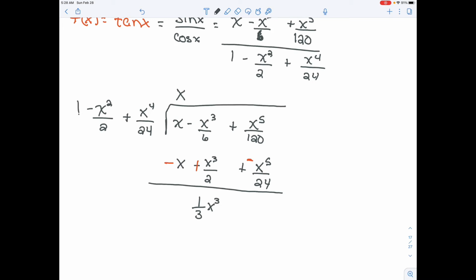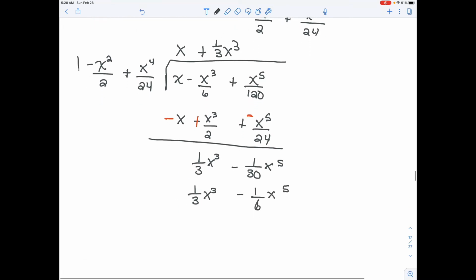Bring down our next term, which would be minus 1 over 30 x to the 5th. You can use your calculator to get these. Now we're going to multiply again. So what can I multiply by 1 to get 1/3 x cubed? And that would be 1/3 x cubed. We multiply again, so that's going to give me 1/3 x cubed minus 1/6 x to the 5th.